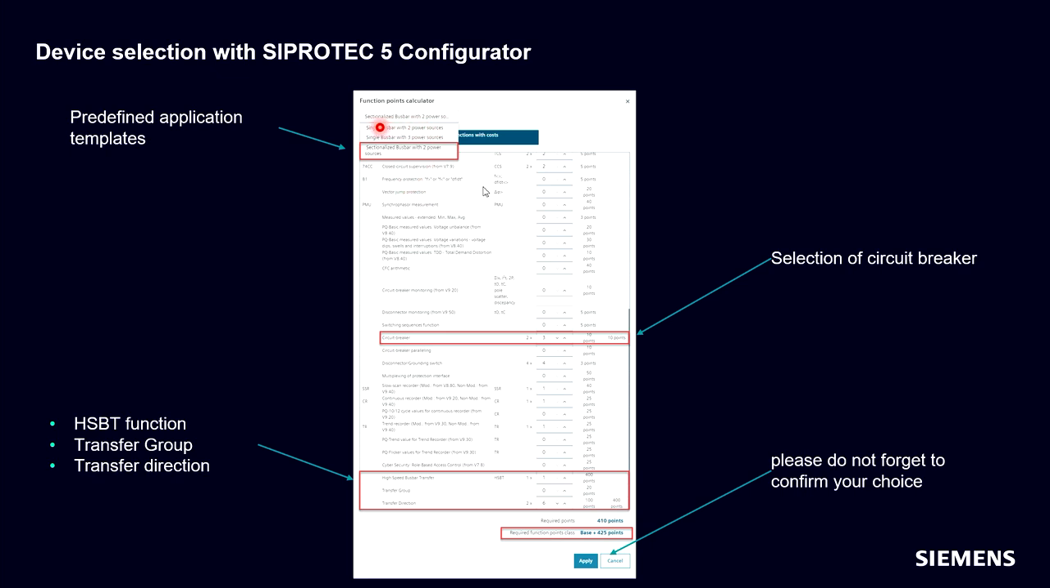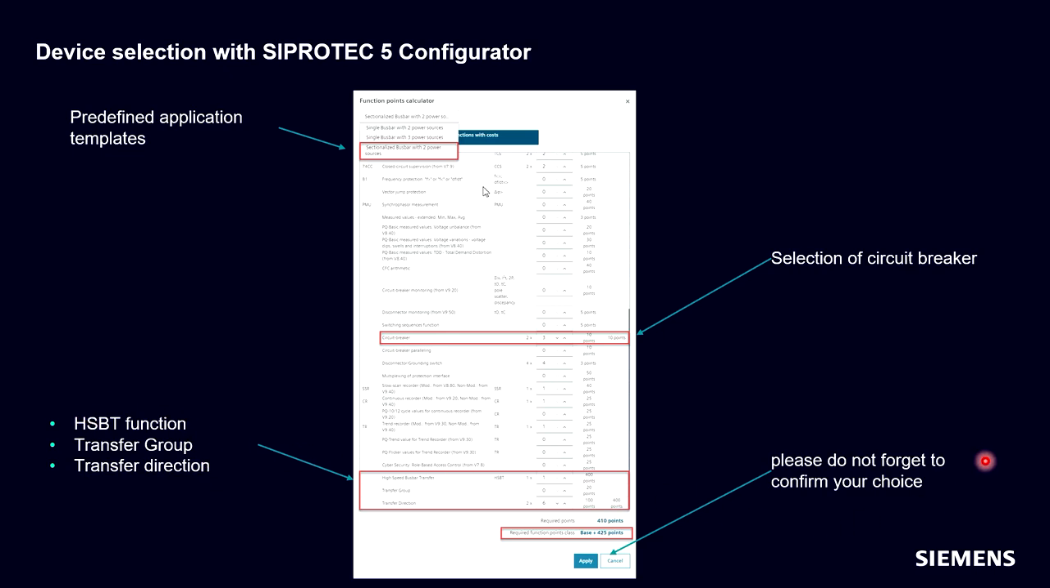The basic application template for a single bus bar with 2 incoming breakers needs 0 function points, but if we come to complex applications, then we need to count, for example, how many circuit breakers we have in our application. This needs to be defined here in the function point calculator, and as well the HSBT function. We can instantiate the HSBT function 4 times in one device. We need to define the transfer groups, and we need to define the transfer directions for each HSBT application.